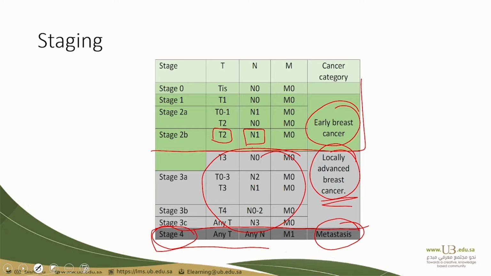Just think about it. If the patient has T2, N1 and less, this is early breast cancer. If the patient has metastasis, this is stage 4, and this is metastatic breast cancer. Between those, we have locally advanced breast cancer. And it's very, very easy to memorize them.